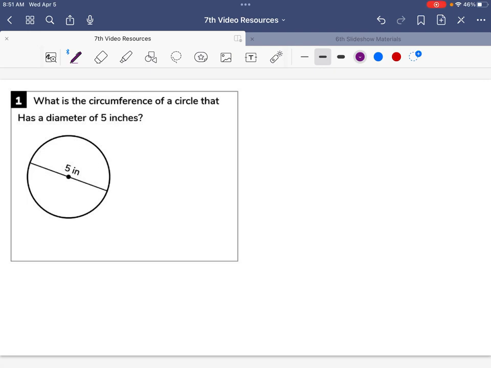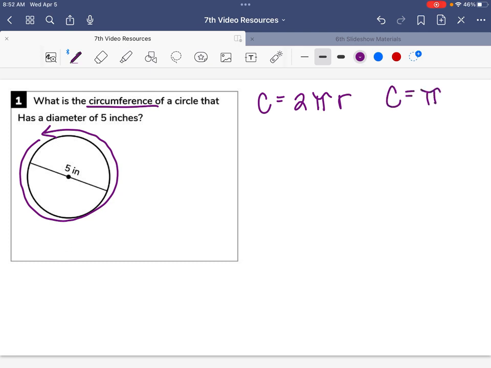Hey guys, today we're going to be looking at finding the circumference of a circle. So remember, circumference is just the distance around a circle, or the perimeter of a circle. And if we look at our formula chart, we have two formulas. We're given that circumference is equal to 2 times pi times radius, or circumference is equal to pi times diameter, which I know are really the same thing, because 2 radii is equal to 1 whole diameter.